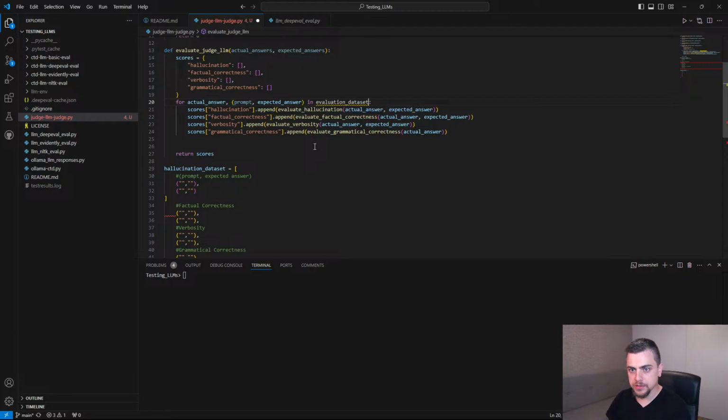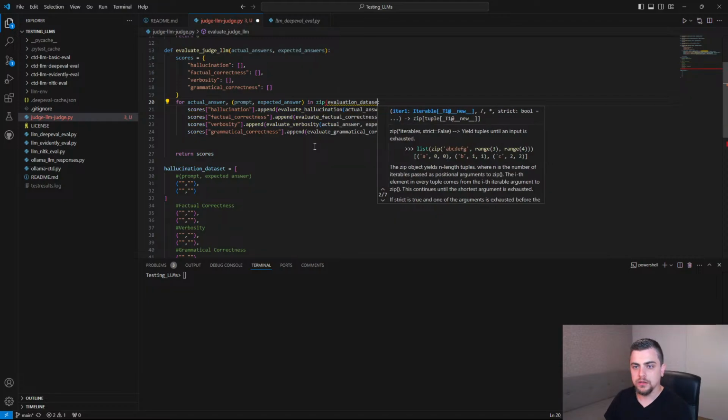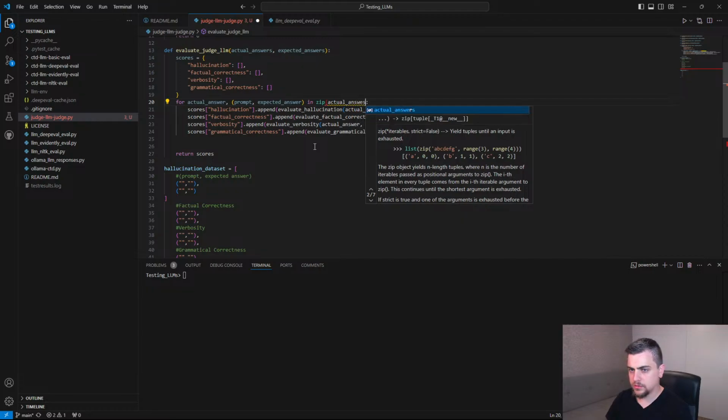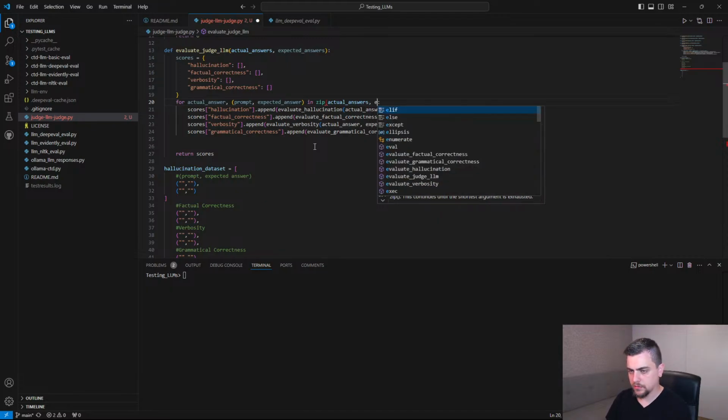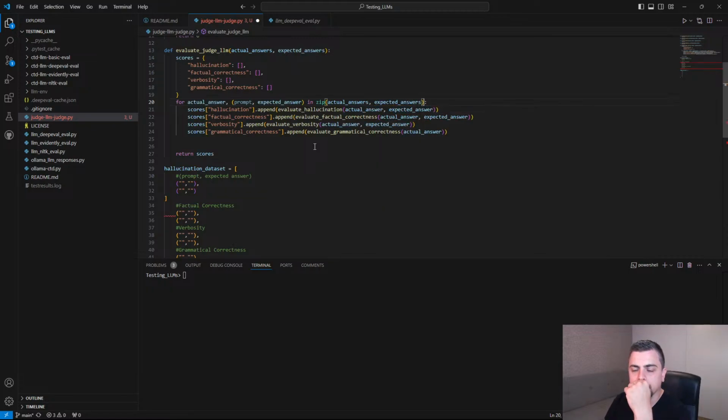Yes, and we can use the zip for the actual answers. Yes, it's basically just making a list and the expected answers. In this case, we won't use the prompt, but we just really need to have it because that's the tuple structure.